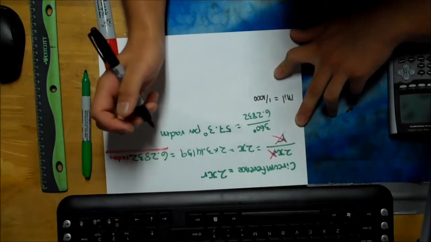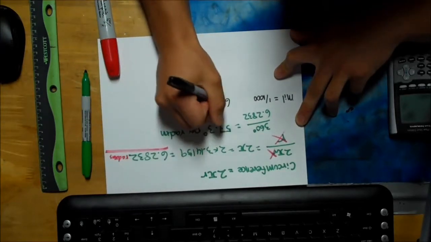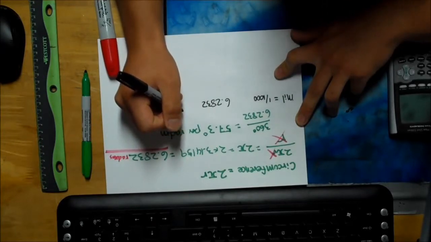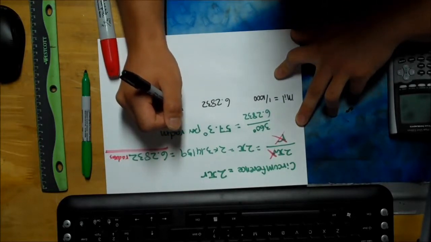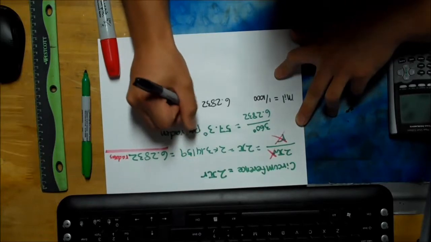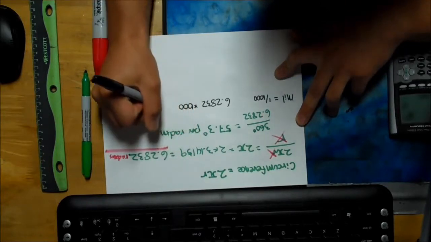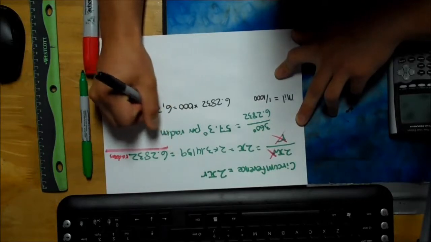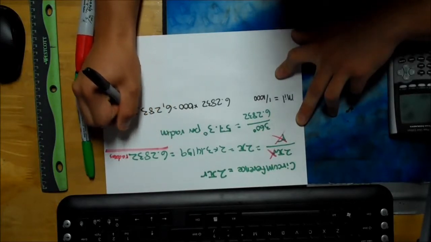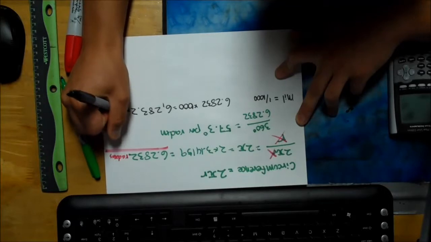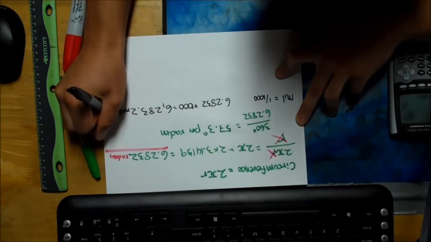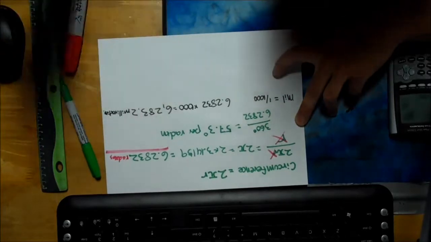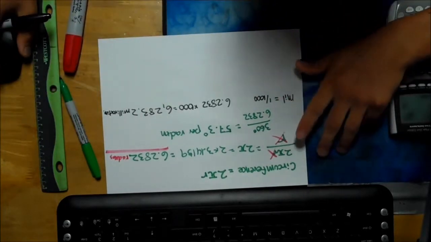Since there's 6.2832 radians in a circle, and each radian is chopped up into 1,000 pieces, we'll multiply it by 1,000, and it's a very easy number, 6,283.2 milliradians in a circle. And basically that's shortened up to mils.